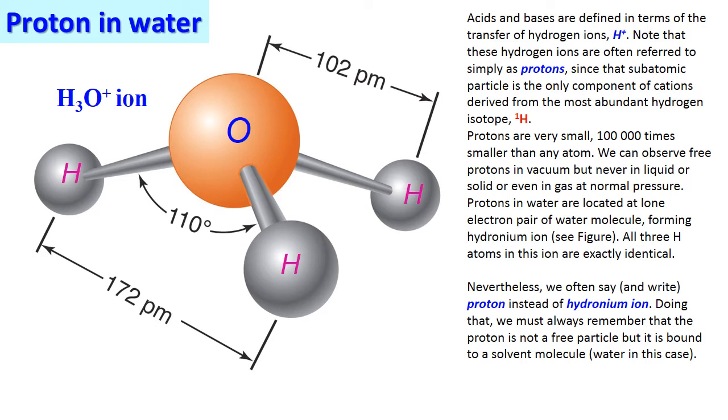Protons in water are always located at a lone electron pair of a water molecule, forming the hydronium ion, shown on this figure. All three hydrogen atoms in this ion are exactly identical. Nevertheless, we often say and write proton instead of hydronium or oxonium ion. Doing that, we must always remember that the proton is not a free particle, but it is bound to a solvent molecule, water in this case.